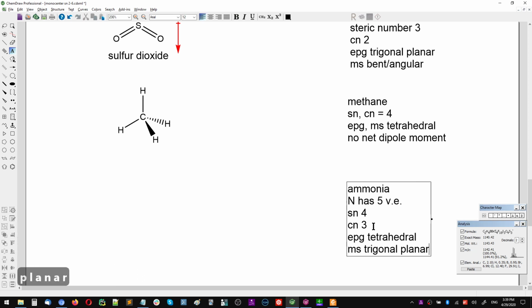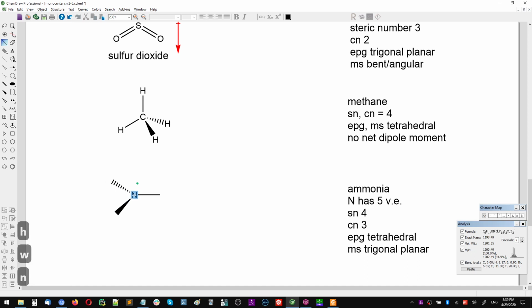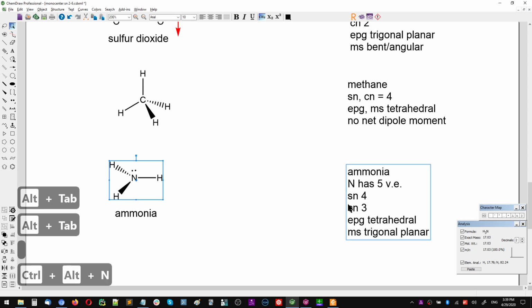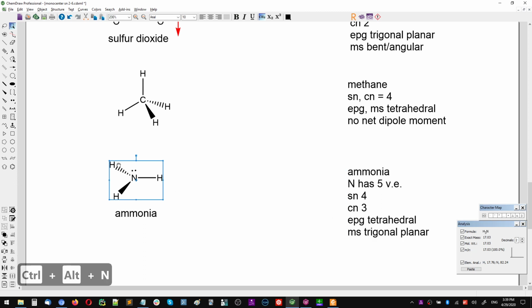Let's think about it. How do we make this one? I think like this. And let me also add the pair of electrons. Hopefully it will say ammonia on this one. No, it can't be trigonal planar, right? Because this pair of electrons is pushing the hydrogen bonds down, so yeah.